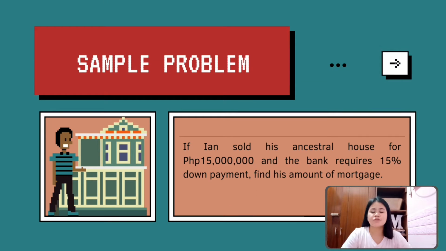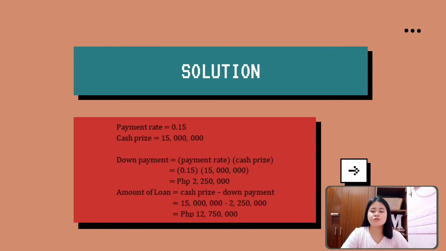In getting the amount of mortgage, we can have a problem: if Ian sold his ancestral house for 15 million pesos and the bank requires 15% down payment, find this amount of mortgage. In the amount of the mortgage, we have to solve first for the down payment so that we can get the amount of loan. In solving for the down payment, we have to multiply the down payment rate and cash price. In our problem, we have 0.15 multiplied to 15 million.